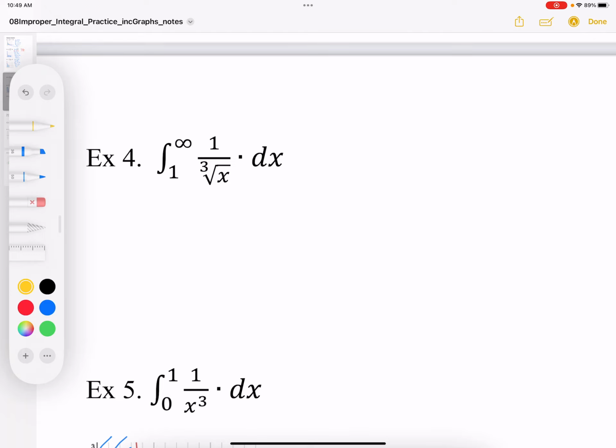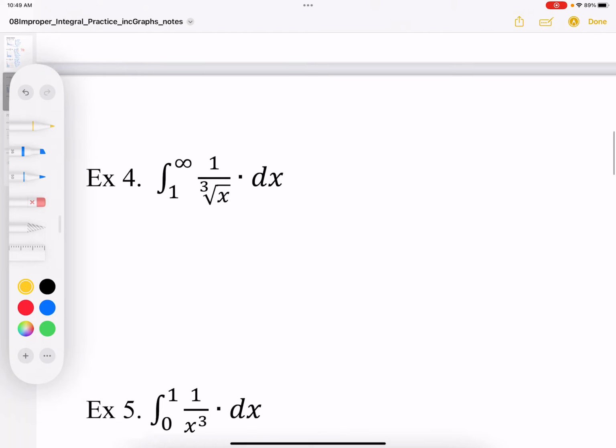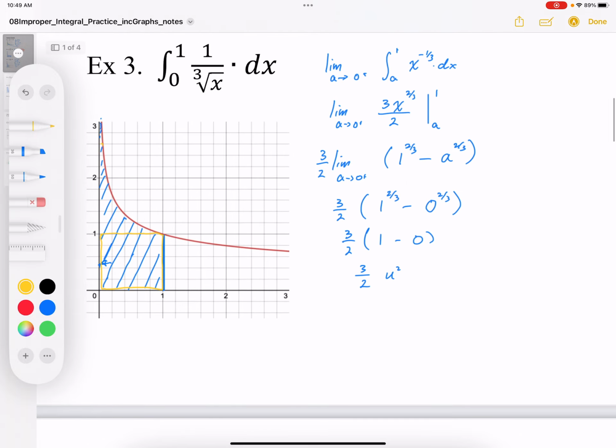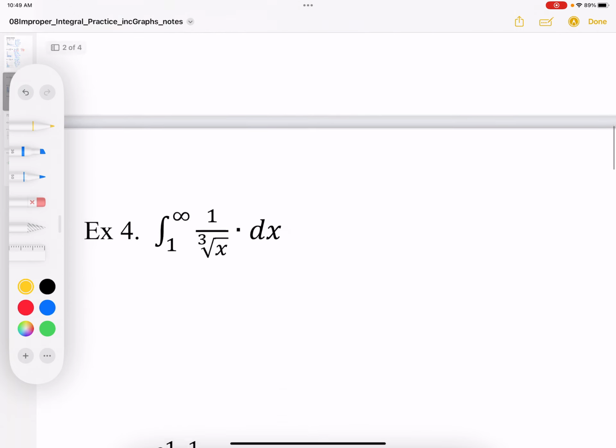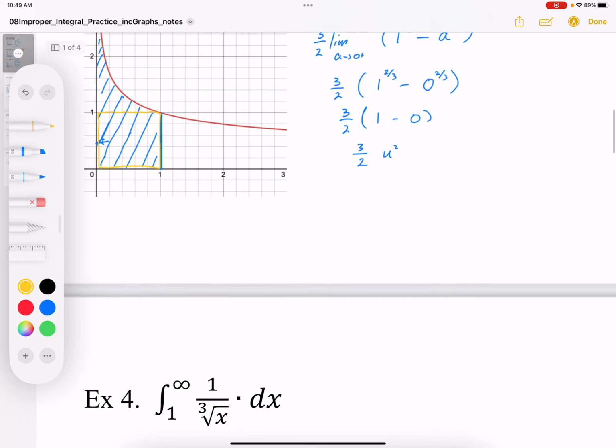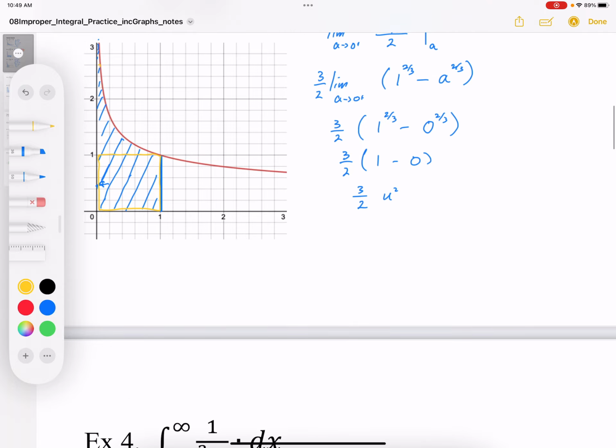In example 4, we're going to integrate the same function as we did in example 3. In example 3, we did from 0 to 1, and the unbounded section was towards the asymptote at 0. In this case here, we're going to start at the 1 and integrate to the right to infinity. So we end up with an unbounded region to the right-hand side. So if I just shade that in, this area in red is the area that we are going to integrate.